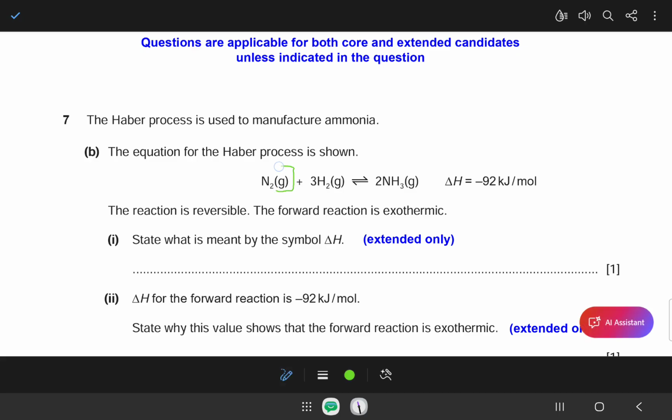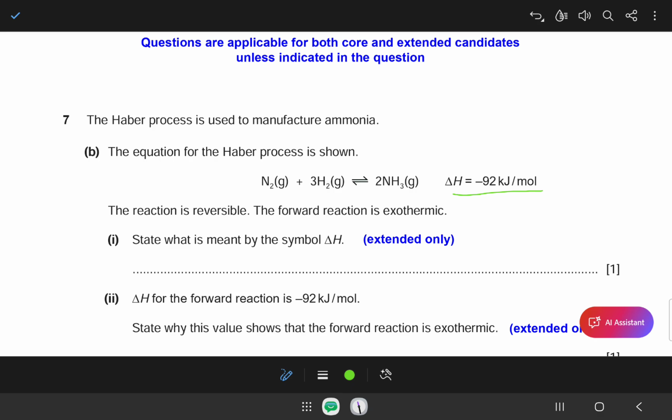So this states the state of the element, or like the chemical. So all of them are gas, we can see. So N2 gas plus 3H2 gas, reversible reaction, 2NH3 gas. So now we know it's a reversible reaction, so there might be follow-up questions about equilibrium. So this is delta H, which is energy change. So it's minus 92 kJ.